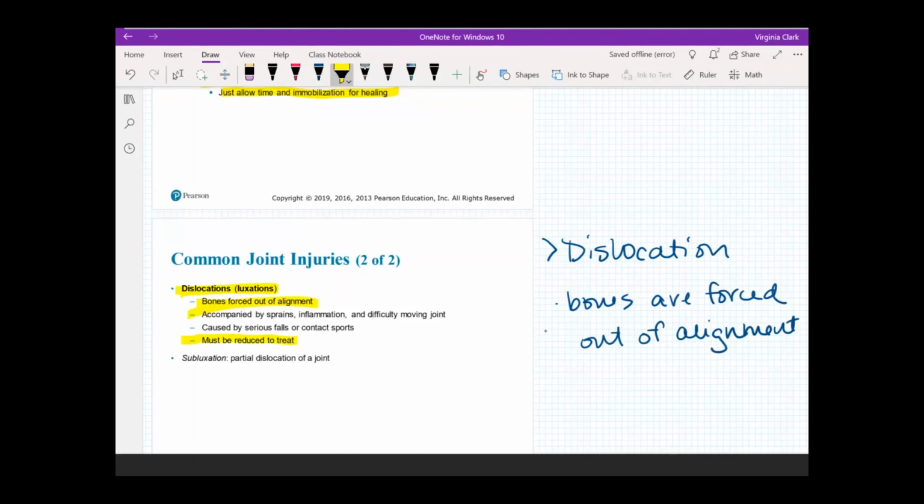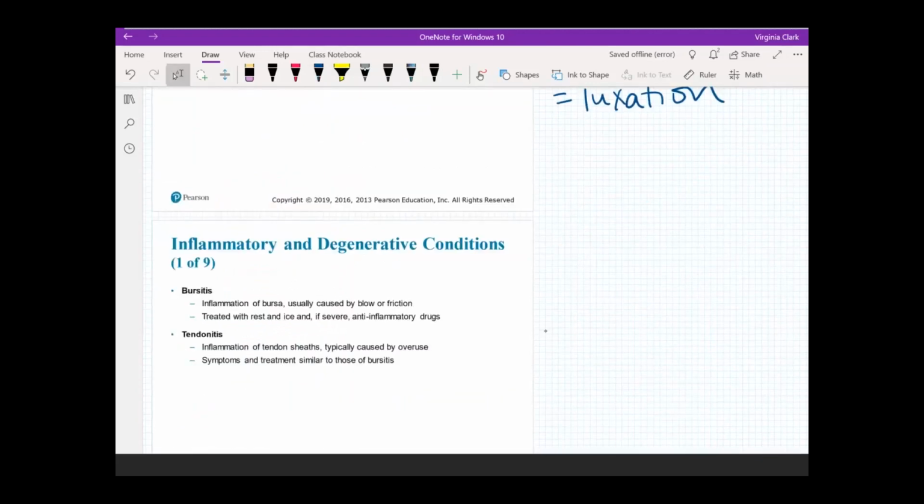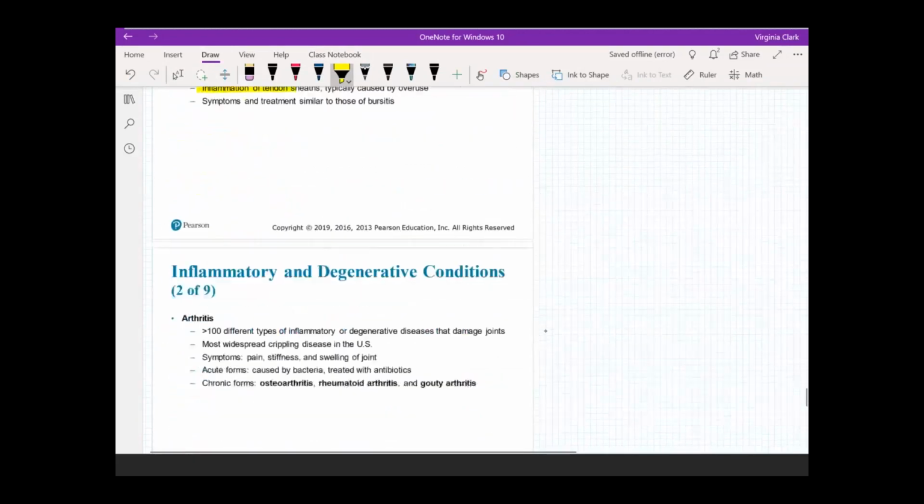Something called a subluxation is a partial dislocation. Another word for dislocation is luxation. Subluxation is just partially out of alignment. If you've ever heard of bursitis, we skipped over the bursa found in synovial joints and we're not going to cover them, but bursitis is an inflammation of the bursa found in those joints. That can be a painful condition. Tendinitis is the same way. It's inflammation of the actual tendon holding the bones in place. So there are more inflammatory type conditions.